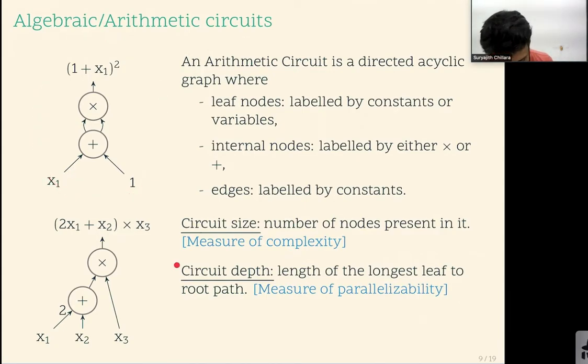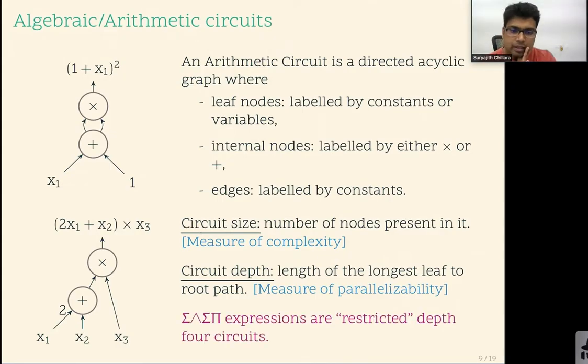And we also have a notion of circuit depth, which is the length of the longest leaf to root path. So in both of these examples, the longest leaf to root path is 2 in both of these.